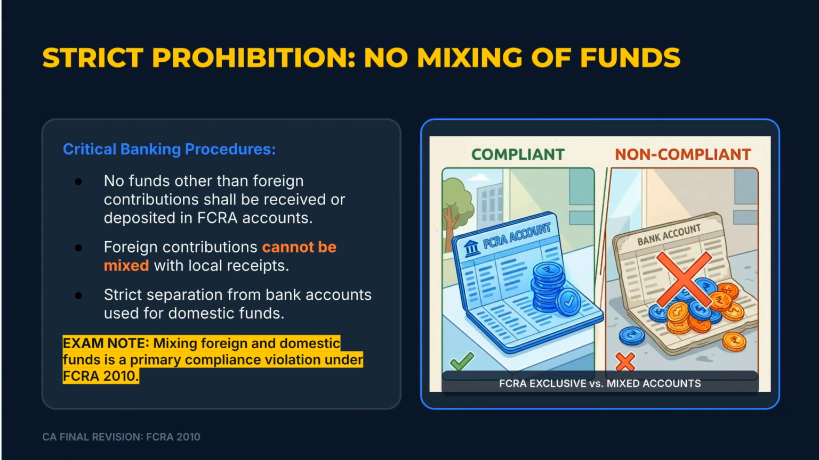One of the strictest rules under the FCRA is the prohibition on mixing foreign and domestic funds. No money other than foreign contribution can be deposited into FCRA accounts. Similarly, foreign contribution cannot be received into or utilized from an account used for domestic receipts. The law requires complete segregation of funds to maintain transparency and traceability. For examination purposes, remember this simple principle. Foreign contribution and local funds must always travel through separate financial channels. Mixing them is treated as a significant compliance violation.